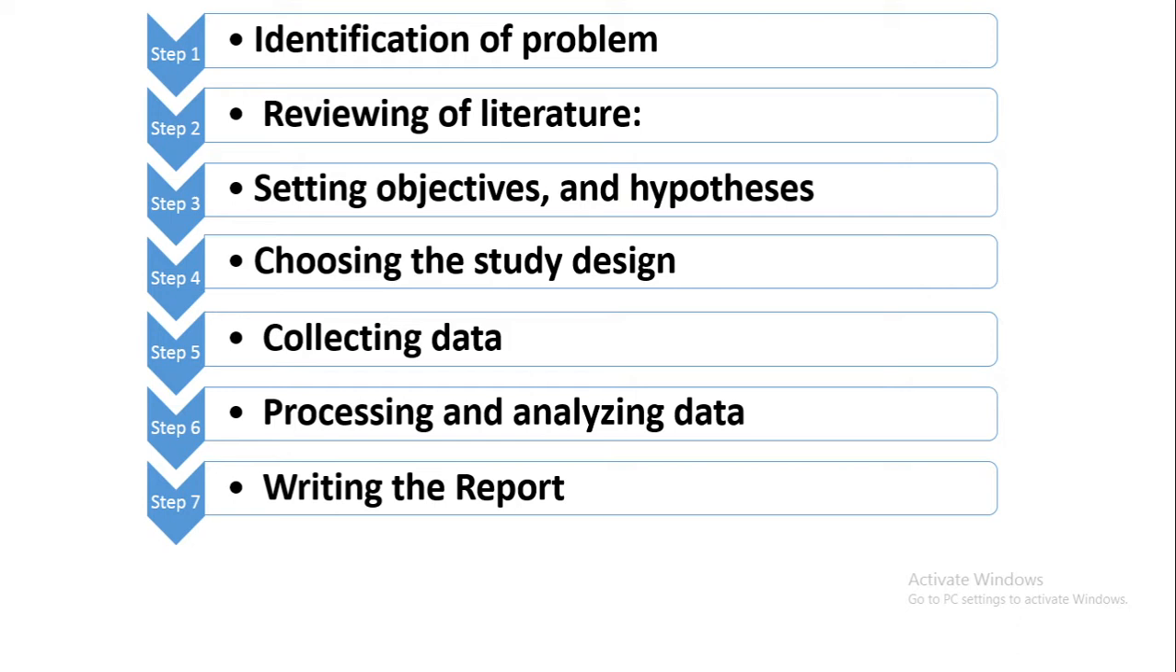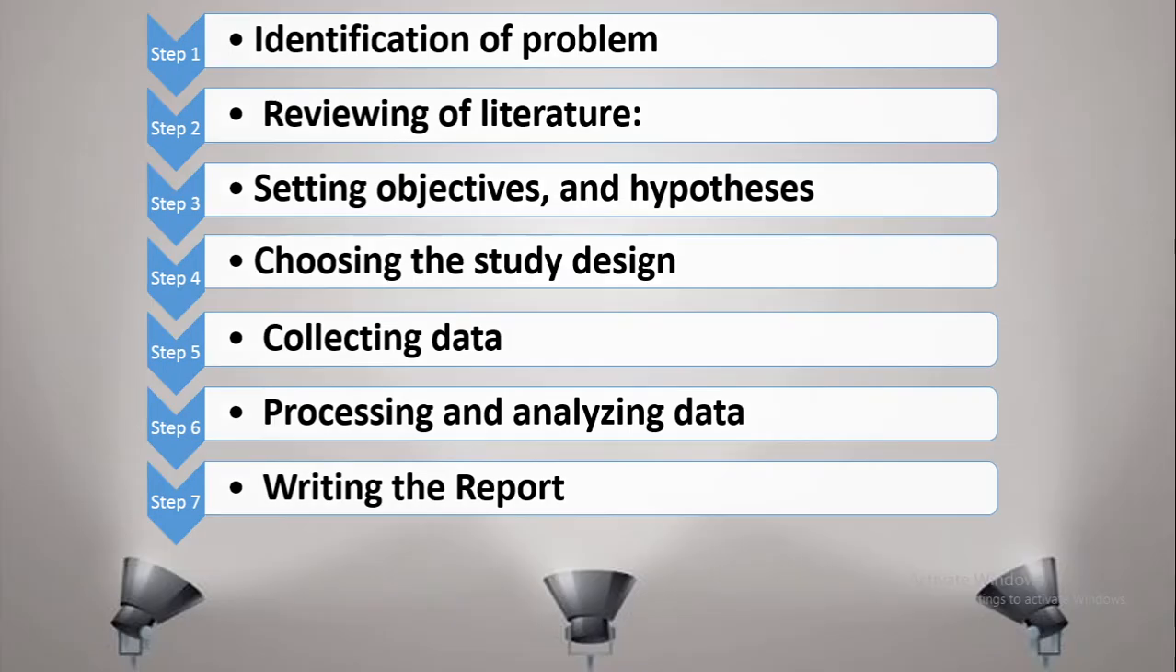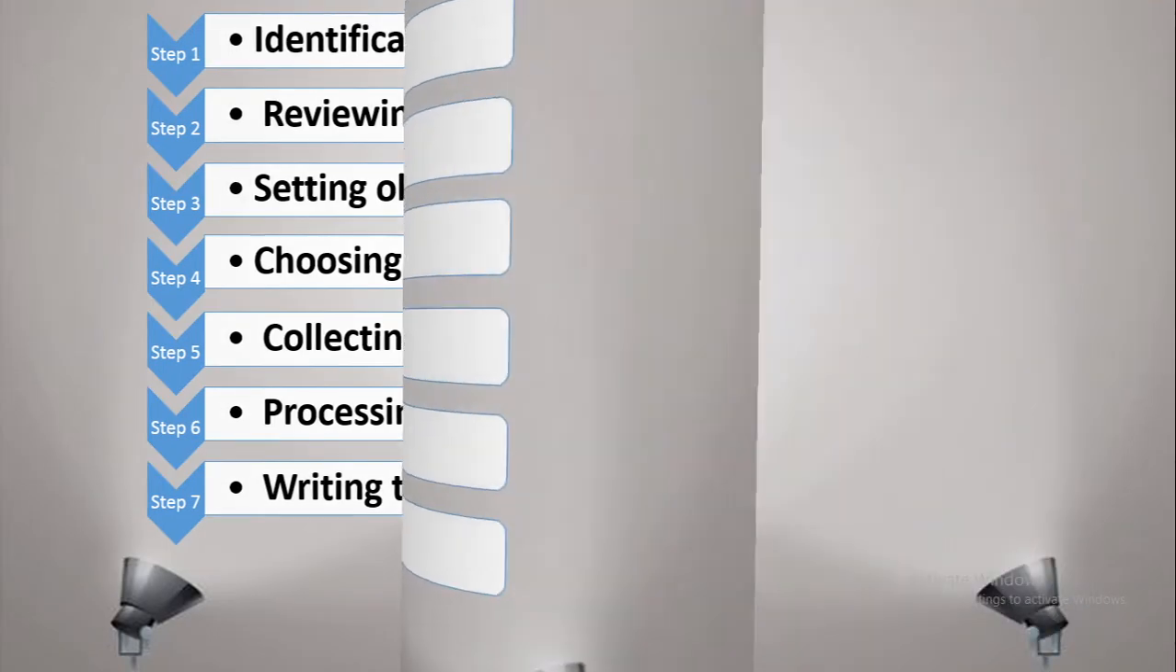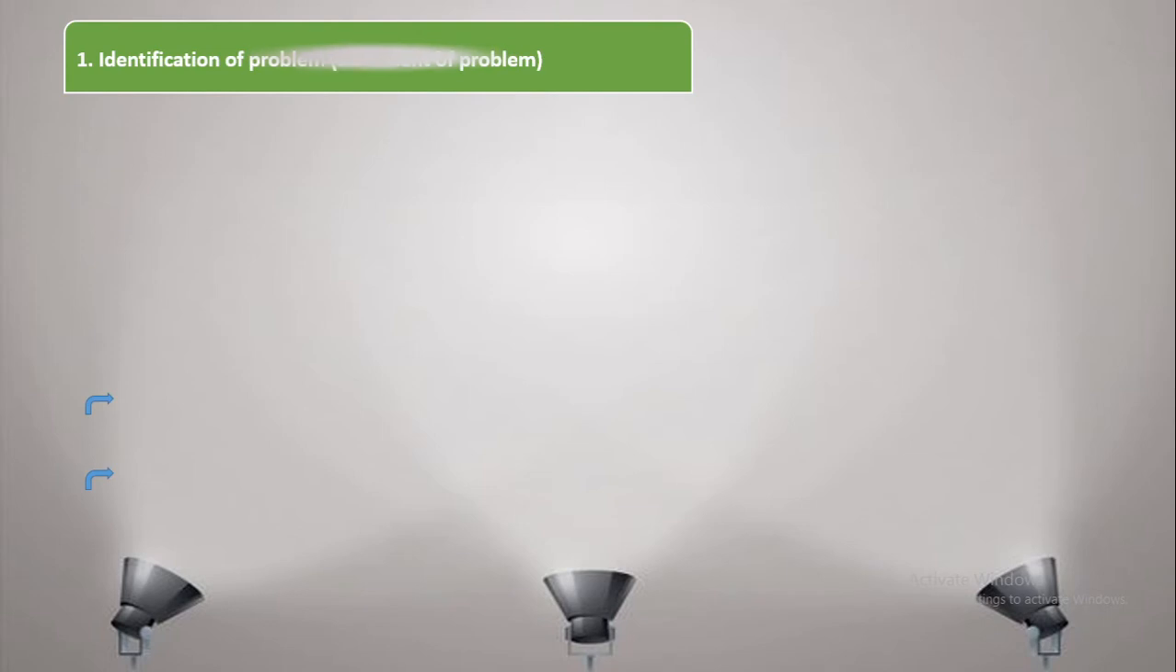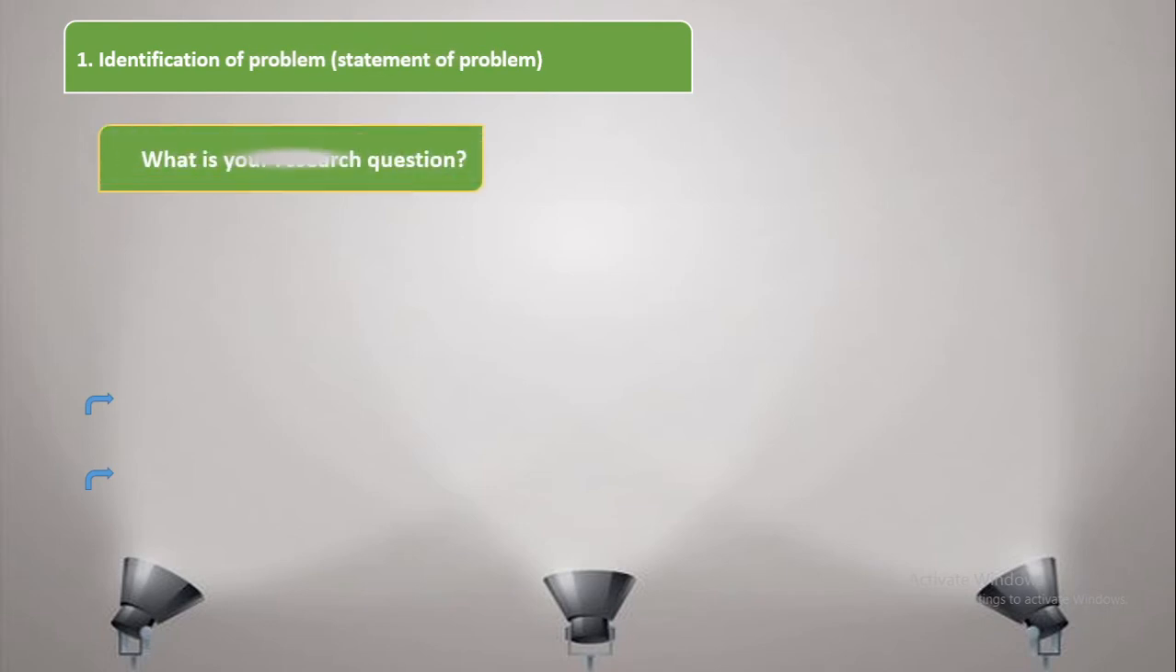And the fifth step is data collection, collecting the statistical data. Now it might be qualitative data or quantitative data to conduct your study or research. And the sixth step is processing and analyzing the data. And the seventh step is writing the report. So these were all the steps in your study or research.